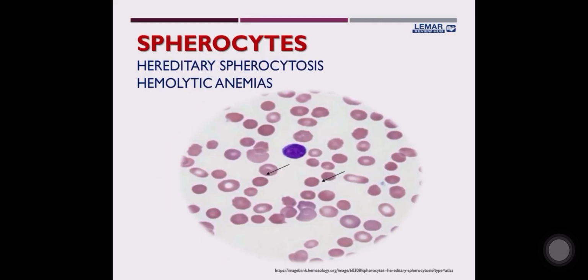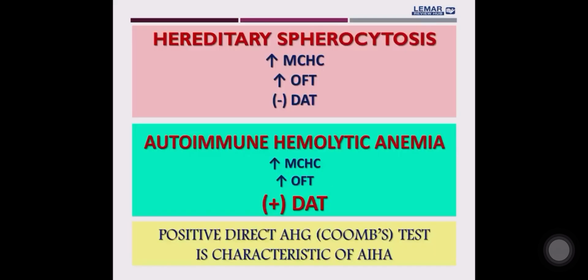Spherocyte, maliliit at hyperchromic, associated with hereditary spherocytosis, hemolytic anemias. Remember, principal test for hereditary spherocytosis, the OFT test. In hereditary spherocytosis, increased OFT. Pero ang problem is, how will you differentiate hereditary spherocytosis from autoimmune hemolytic anemias? Both conditions are characterized by presence of spherocyte.